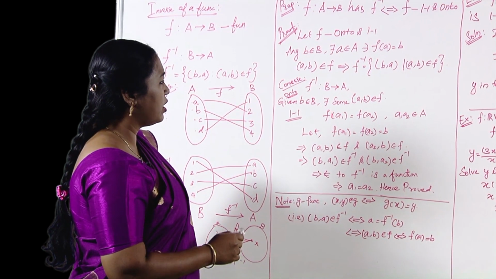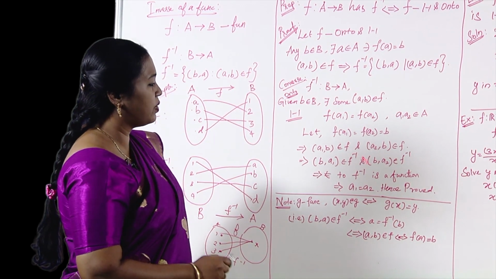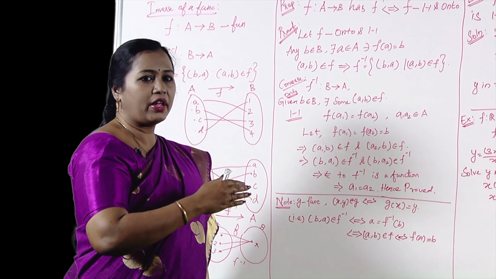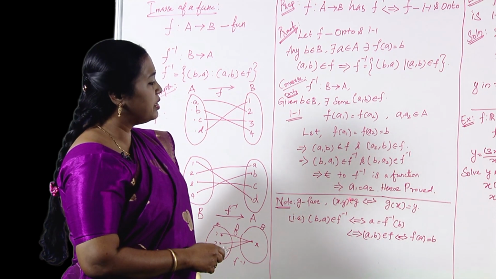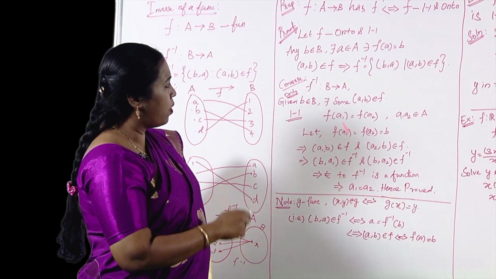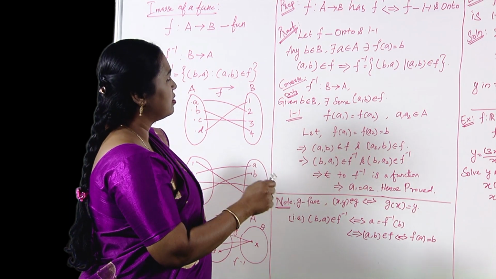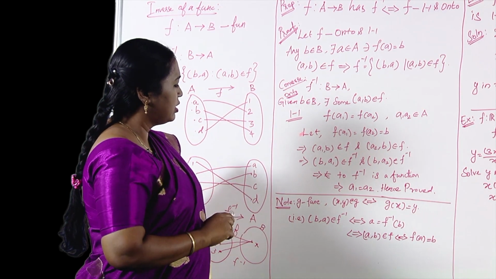Which means that the only way this can happen is if A1 is equal to A2. So, whenever f of A1 is equal to f of A2, I have proved that A1 is equal to A2, which means I have proved 1-1, I have proved onto, and hence the theorem is done. So, I have proved both sides of the theorem.